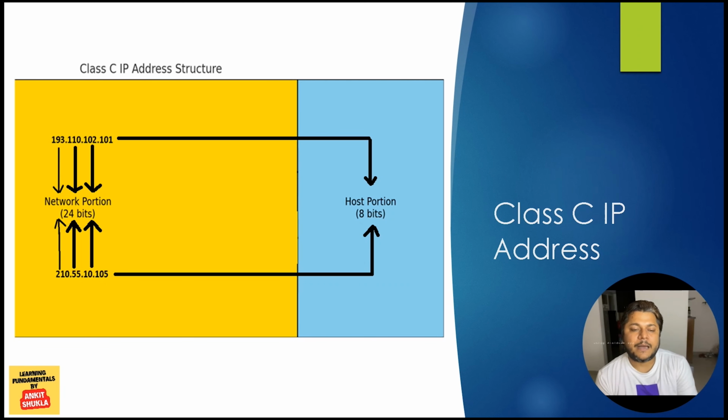All right, this is a schematic diagram of a Class C IP address. The first three octets, as I explained earlier, are dedicated to the network portion. The last octet, 101, as you can see in this diagram, is dedicated to the host portion. In the other example, 210.55.10 represents the network portion of this Class C IP address, and the last one, 105, the last octet, represents the host portion.